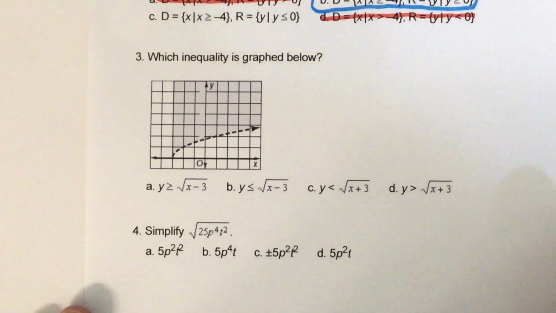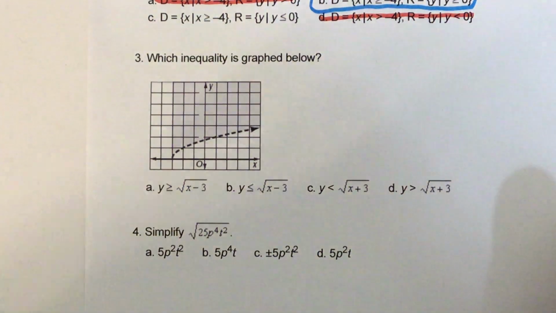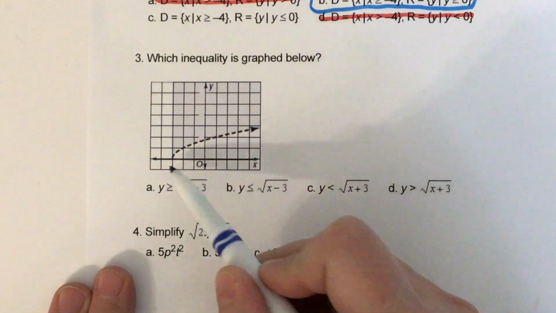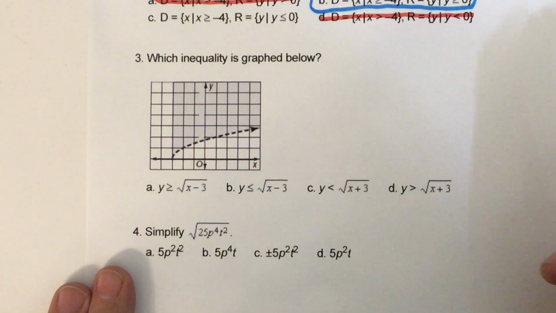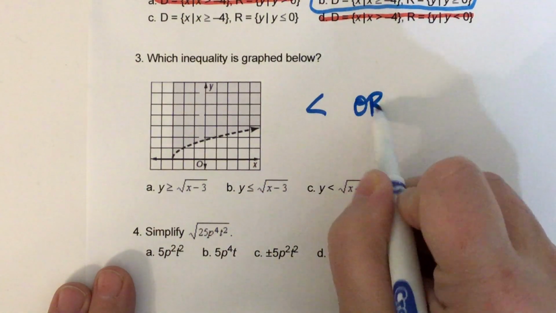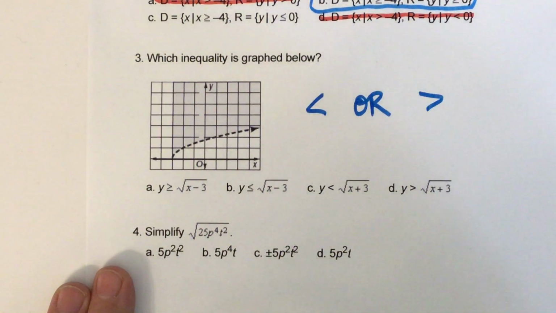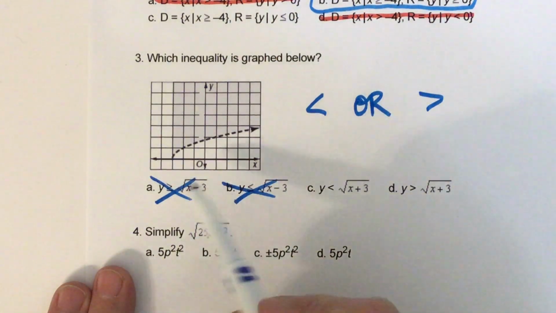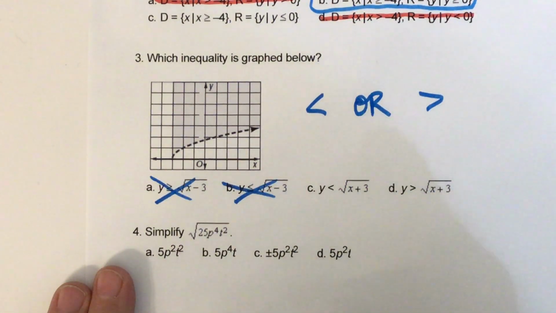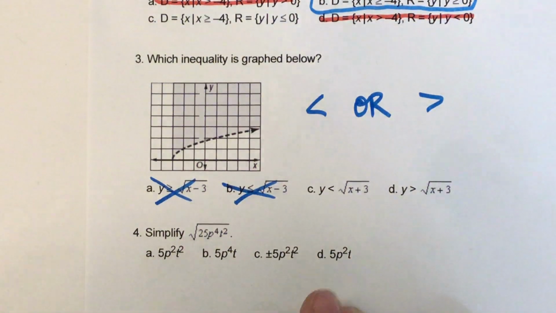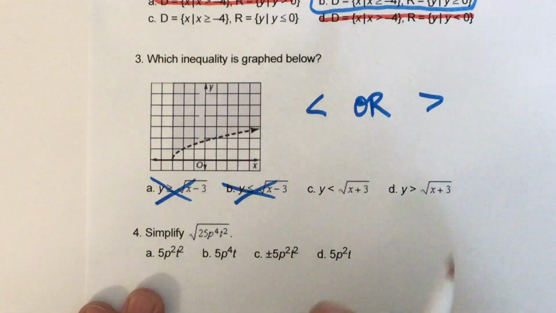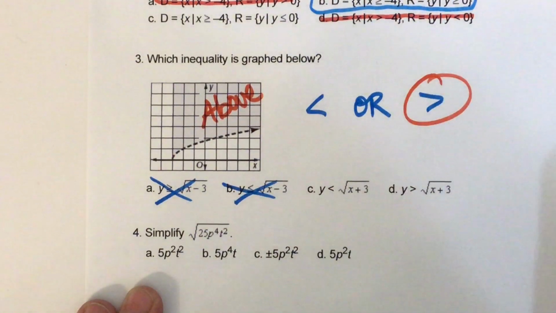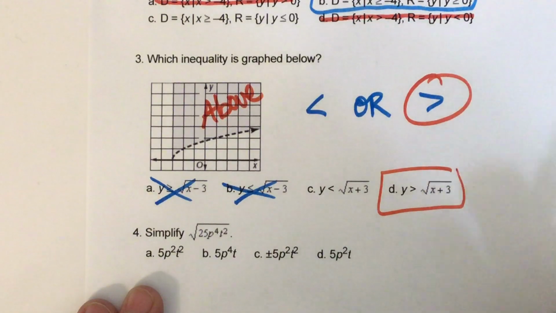Okay, number 3. Which inequality is graphed below? Okay, so let's just talk about a few things. It's a dashed line, or a dashed curve, so there will be no equals. So it's either going to be this or it's going to be this. So right now I can get rid of A and B because they have an equals. And then is the shading above or is the shading below? The shading is above. So whenever the shading is above the graph, we use a greater than sign. And so this is our winner.